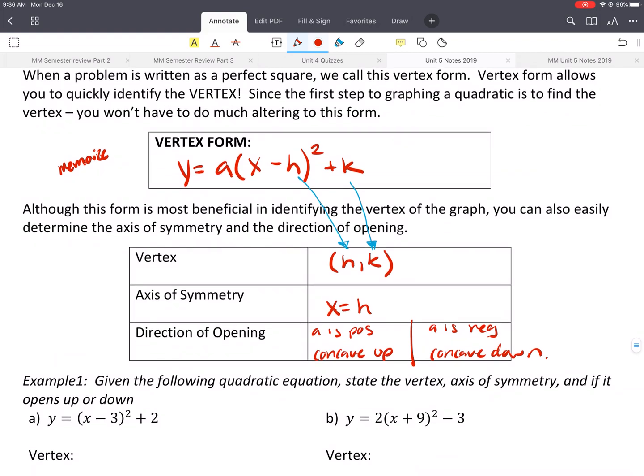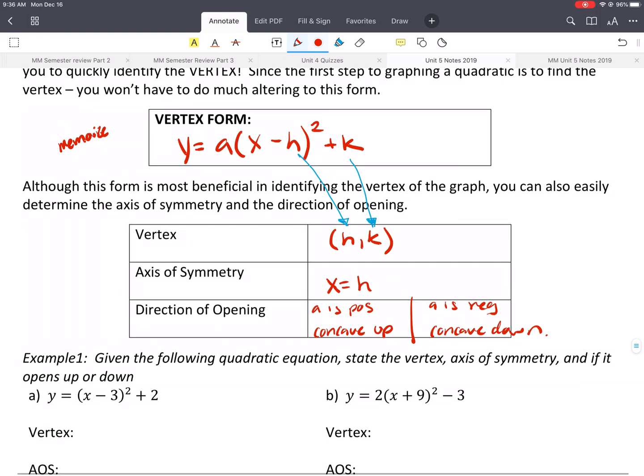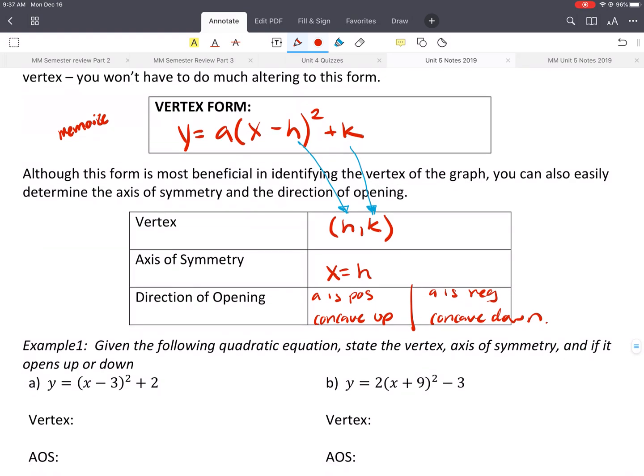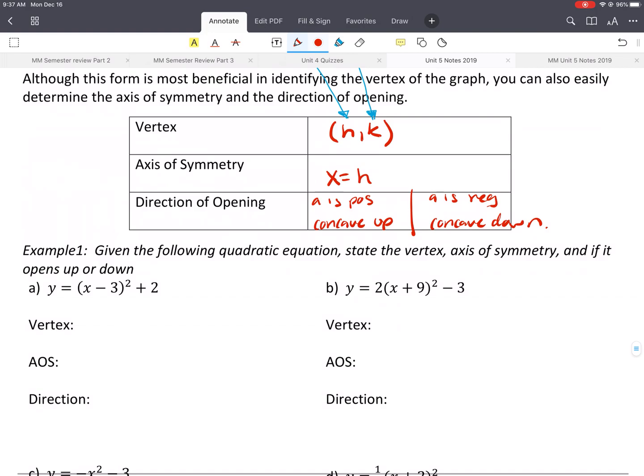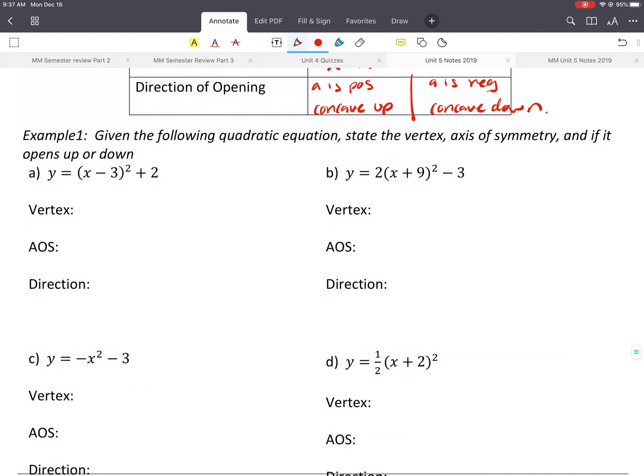Other key features you can find in vertex form is the axis of symmetry, x is equal to h. You can also find the maximum or minimum. That would be k. We know that k is the max or min for a vertex. And then we can also find the direction of opening. So if a is positive, then it's concave up. If a is negative, then it would be concave down. All right, so we're going to get started with some easy problems.